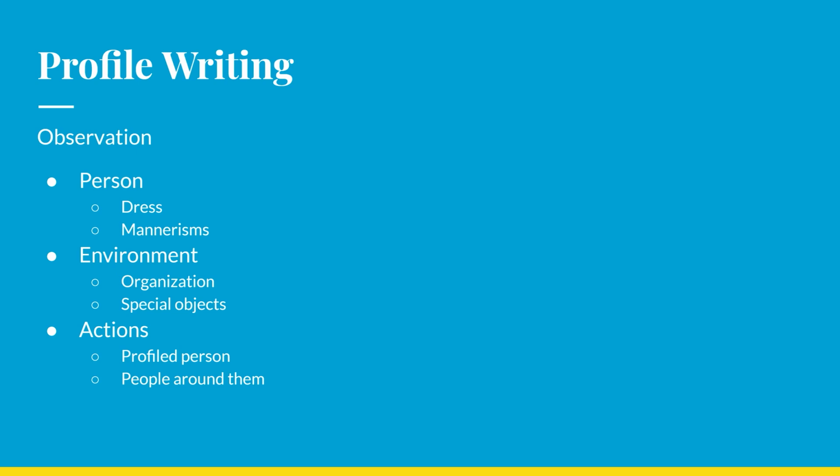Also, you want to review the person's actions. How do they carry themselves around different people? Another thing is maybe how do they shake hands with people, or how do other people react to them? All of their actions, their environment, even the way a person dresses can tell you more about their personality and give you some things to describe as you're writing.